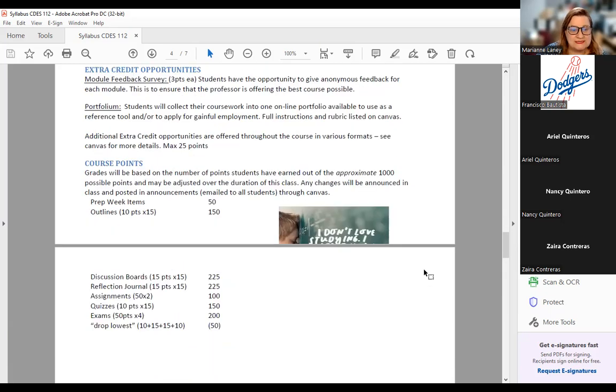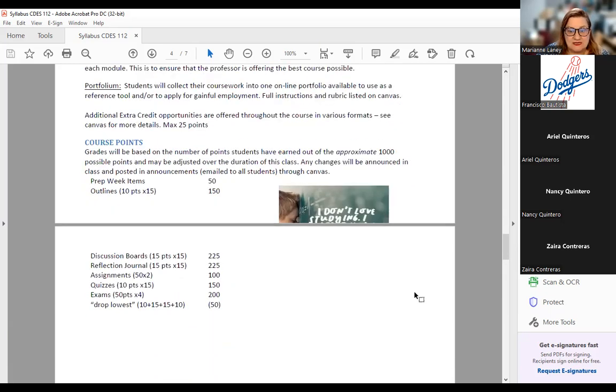Course points. I calculated all these a couple of times, and look, this one is blocked off. It says, I don't love studying. I hate studying. Learning. I love learning. So yeah, I'll see if I can fix that.